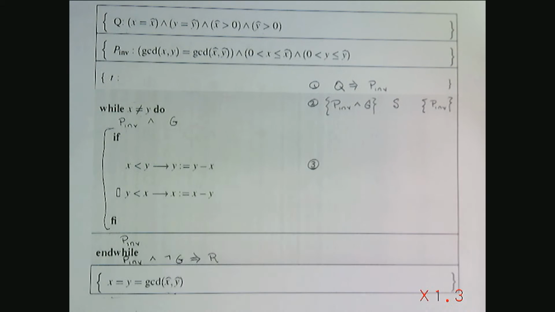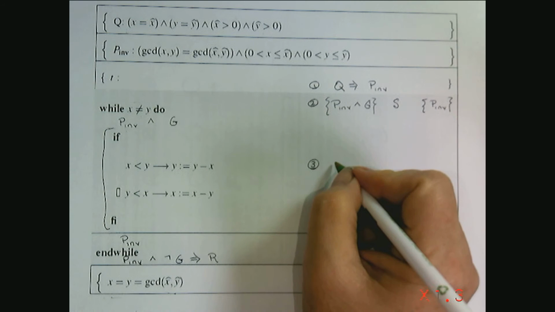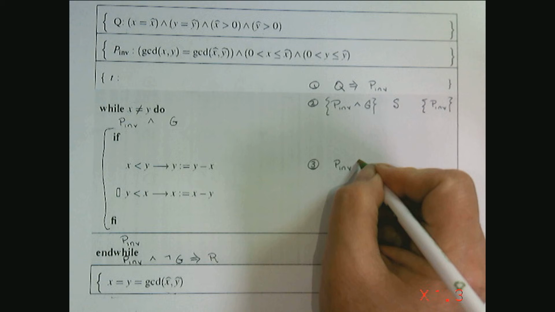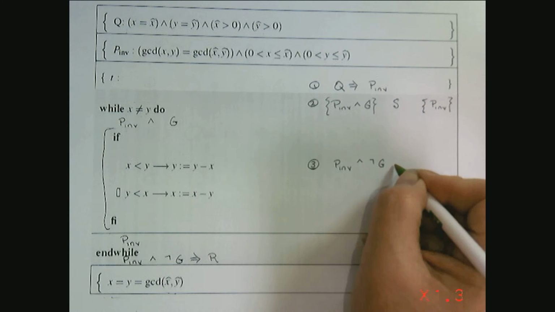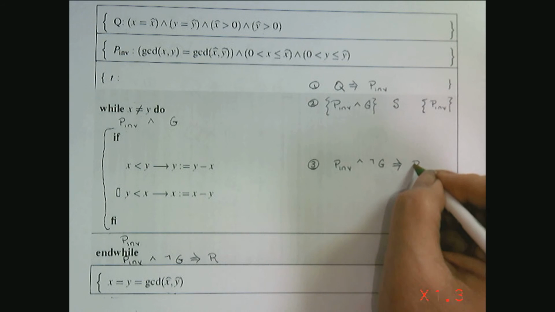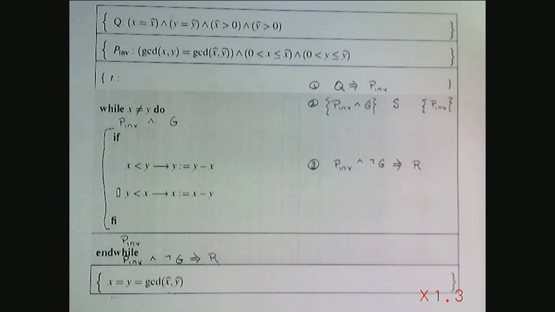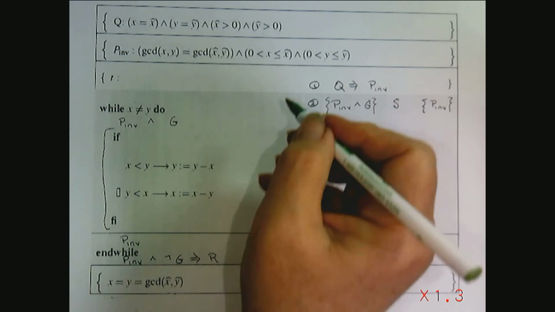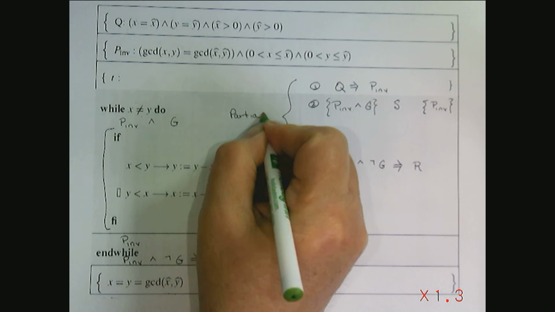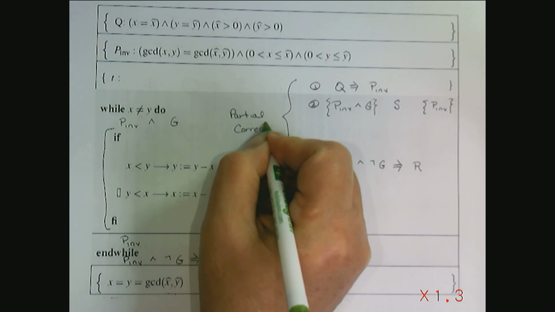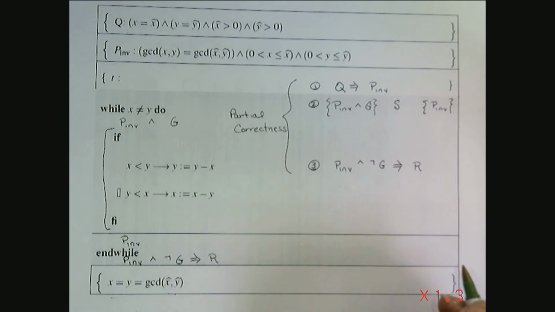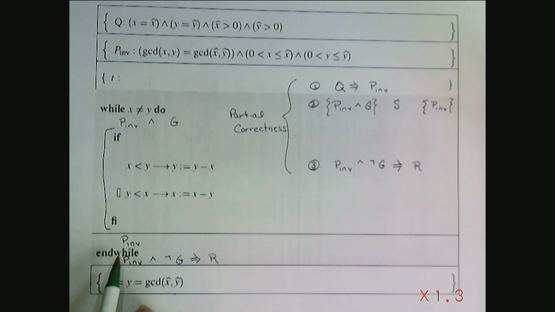Then we need to show that if the invariant holds but the guard does not, we exit the loop, and that should leave us in a state satisfying the postcondition R. Now, these show partial correctness. If I want to show total correctness, I need to show that the loop terminates.